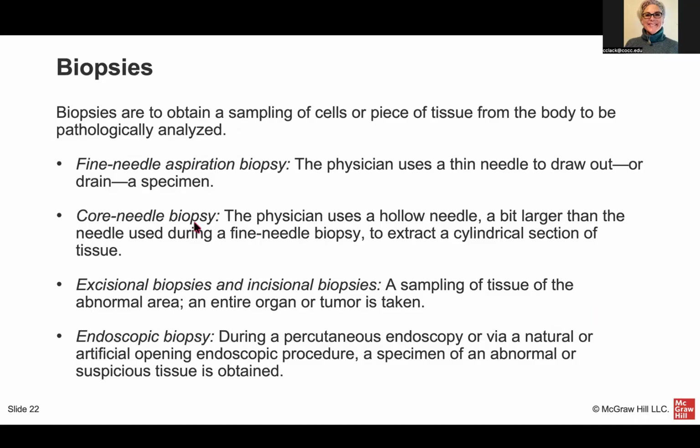Biopsies are about obtaining a tissue or cell sample for pathological analysis. There are several different techniques, and the technique matters for code selection. Fine needle aspiration: a thin needle draws out a fluid specimen, and it's common for thyroid nodules, breast lumps, or lymph nodes. A core needle biopsy uses a slightly larger hollow needle to extract a cylindrical core of tissue. It takes out more material than a fine needle and allows for better pathological analysis of tissue.